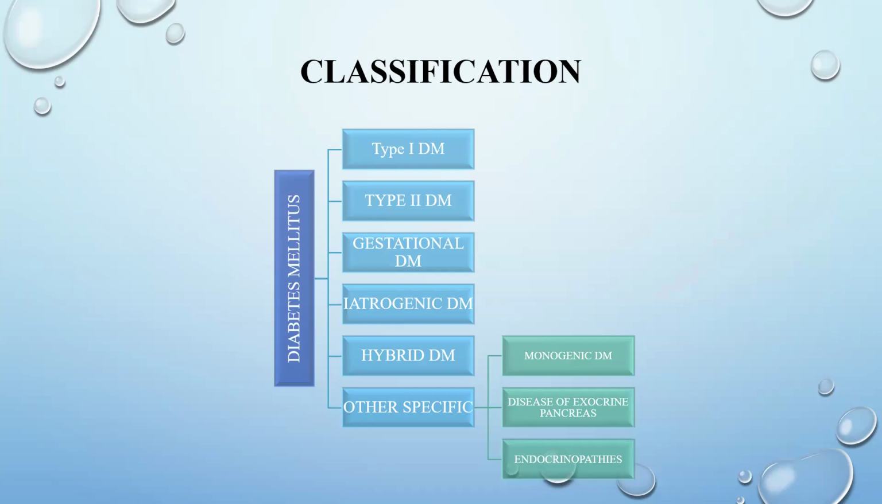The classification of diabetes. Diabetes is classified into the following types. The common types are type 1 diabetes mellitus, type 2 diabetes mellitus, gestational diabetes mellitus, iatrogenic diabetes mellitus, hybrid diabetes mellitus, and other specific types, which include monogenic diabetes mellitus, diseases of the exocrine pancreas, and certain endocrinopathies. We will look into the detail of all these types one by one.